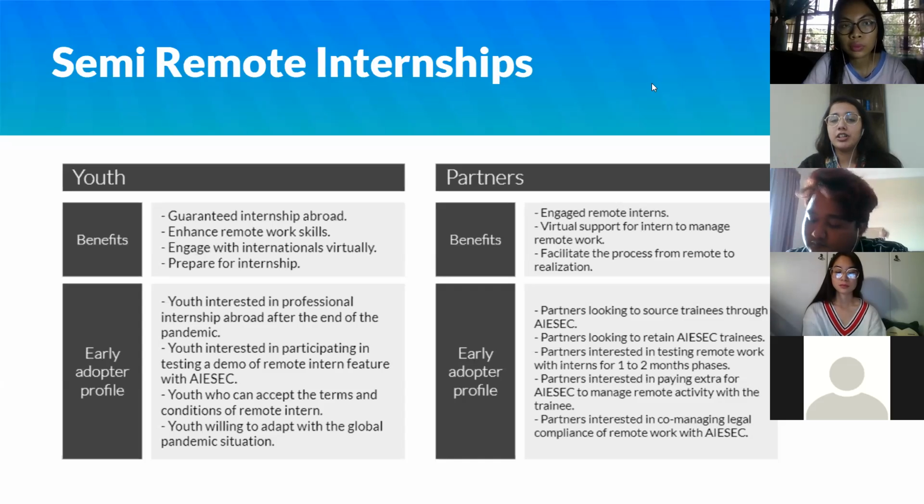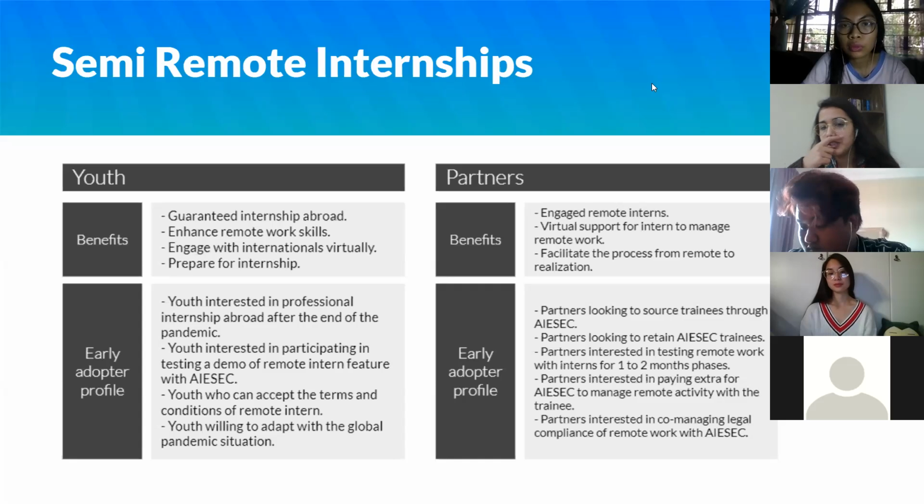It will also enhance their remote working skills. Working from home is something a lot of people still struggle with, and if most of your work is done from home for the first part of your internship, you'll have more of a chance to work on those skills. Then you can engage with internationals virtually. If you're applying for a country you wouldn't normally have a chance to work in, you're going to be talking to a lot of internationals and connecting with people from many diverse backgrounds.